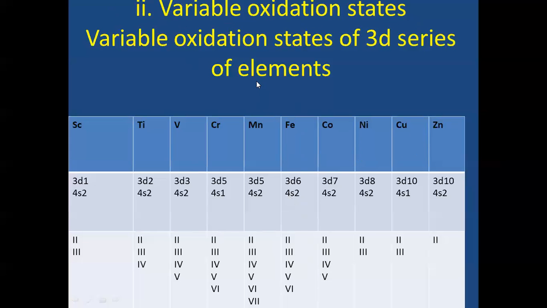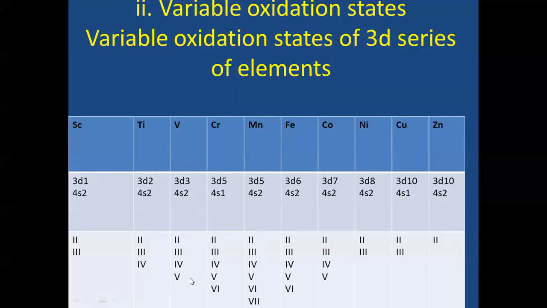So nearly all d-block elements exhibit variable oxidation state, means they have more than one oxidation state. All these oxidation states are not exhibited in one compound. They exhibit one of the oxidation states in one compound, another in another compound, like that.